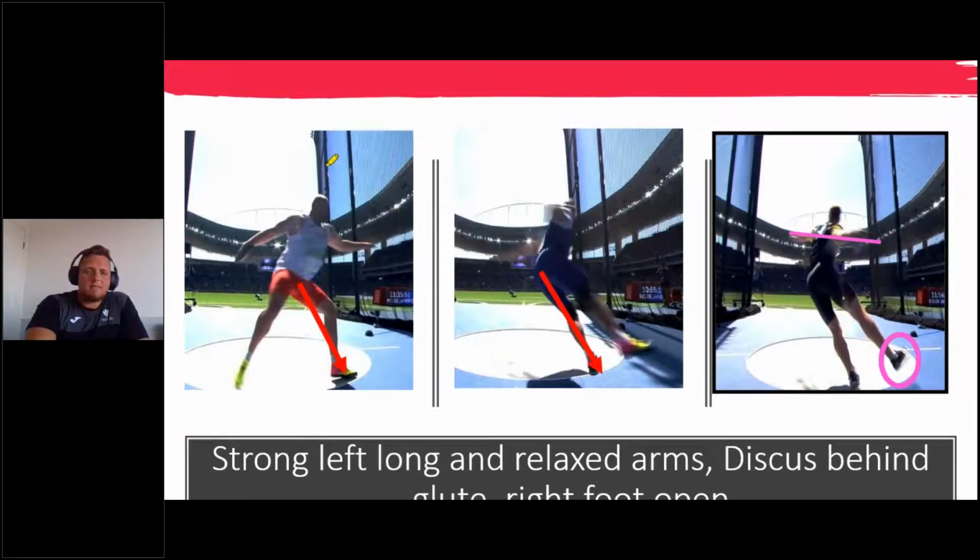Just going to highlight on this slide here. Left arm is still there, okay? It hasn't pulled. Left shoulder is still strong. Discus is still behind the glute. Right foot is now off the floor. Right foot is not connected, but we have the full force of the body weight on the left-hand side. He is loading that left leg to sprint across the circle.